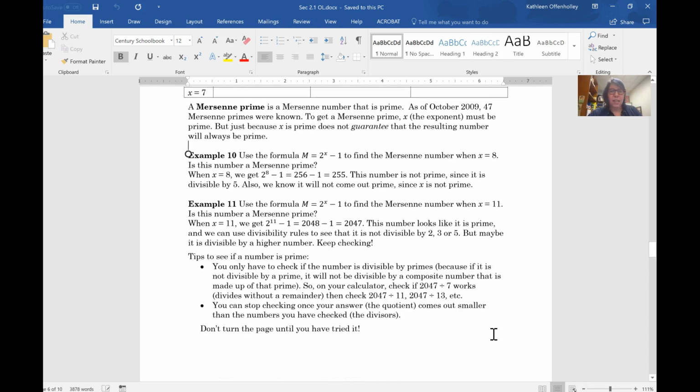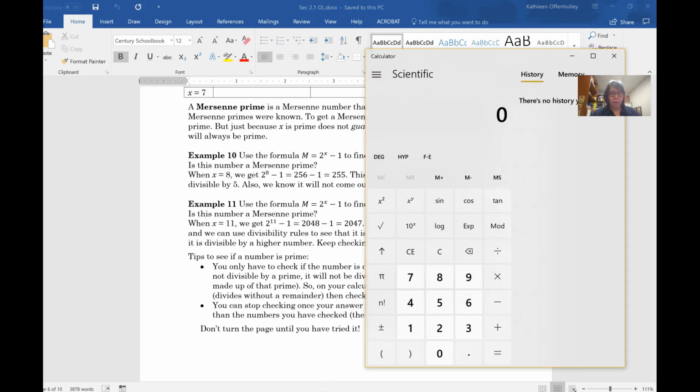So let's take a look at what happens when we use the prime number 11. We get 2047, which looks like it's prime, but it's not. 2047 turns out to not be prime. How can you tell? What you do is you take 2047 and you try to see if it's divisible by things. We'll just try prime numbers. That's all you have to try.